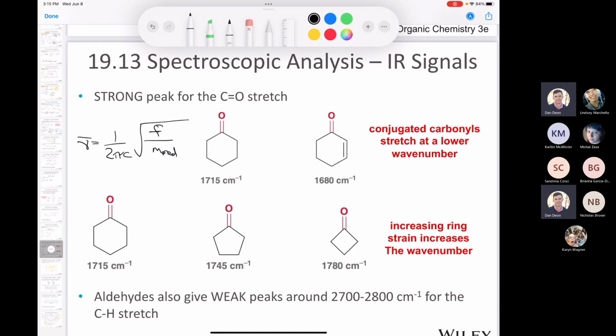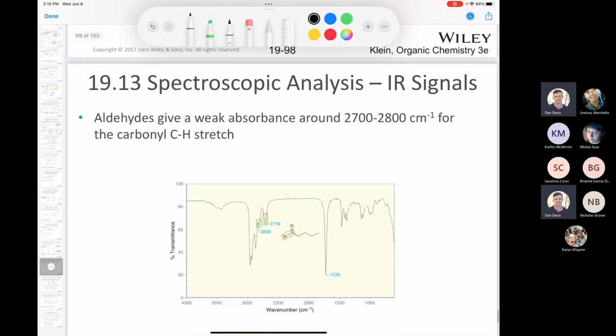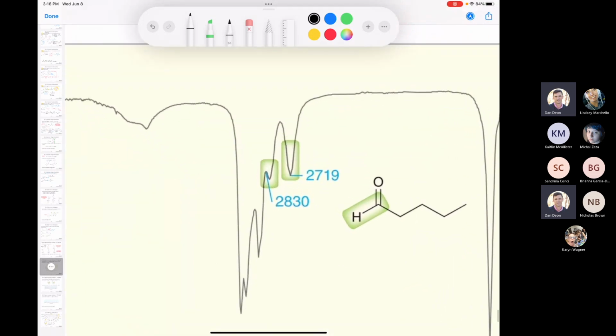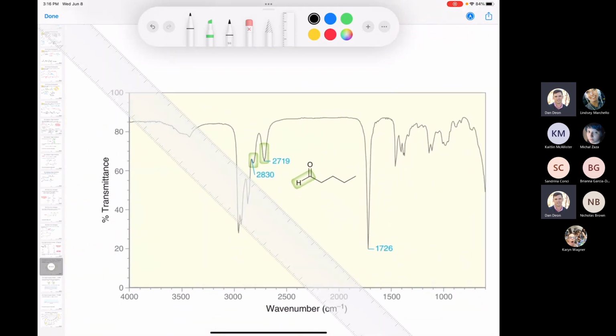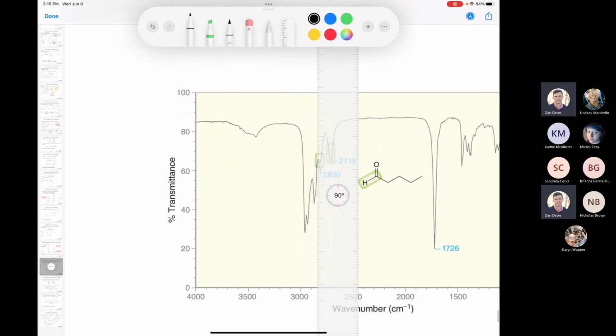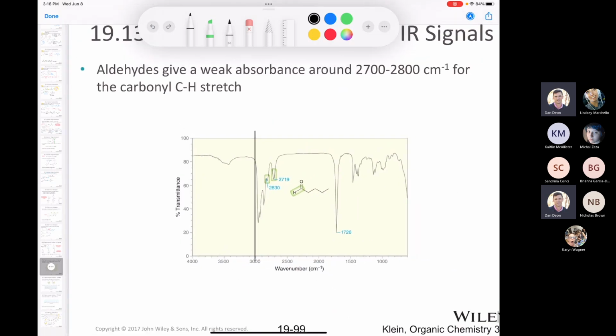We don't go over the reason why that is in the class, but that's something that you might want to be aware of. Another thing is the aldehydic CH stretching. You see two signals. They're usually around 2750, 2850. It says here between 27 and 2800, roughly, I would say. Those are usually pretty easy to spot. You can see them here very clearly. If we draw a line here like this at 3000, you can see we have the aldehydic stretching here and here. So that's usually a dead giveaway that you've got an aldehyde, and obviously you can see the carbonyl stretching here as well in the IR.